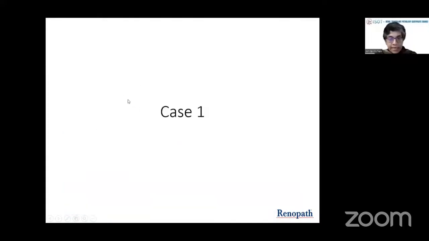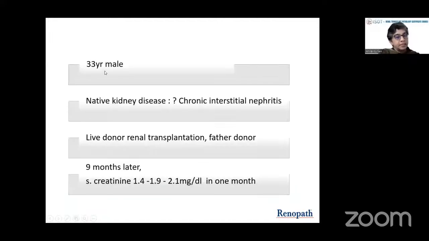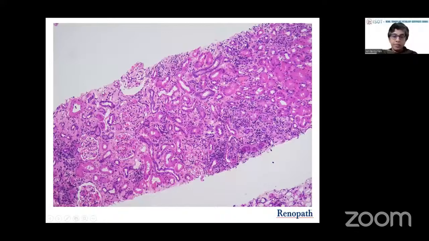So without further delay, let's move on. I have 4 cases to discuss. The first case is a 33-year-old male whose native kidney disease we really don't know because a biopsy was not done. It's assumed it was a chronic interstitial nephritis. His father was a donor, and he was doing very well with a stable graft function. But at 9 months, he had a sudden jump in creatinine from 1.4 to 2.1 over a period of 1 month. And a biopsy was immediately done.